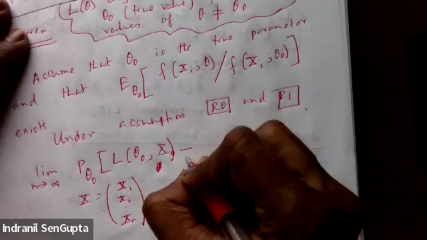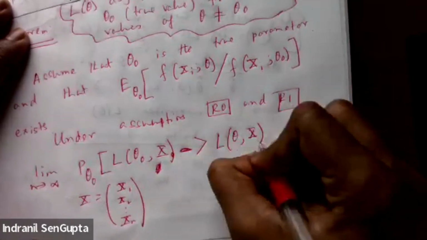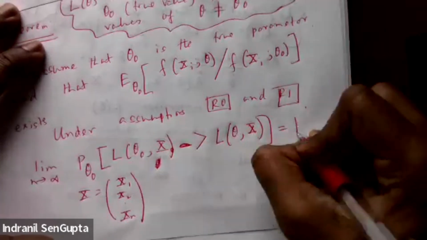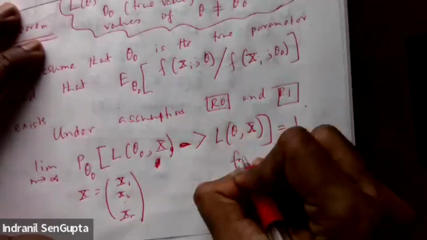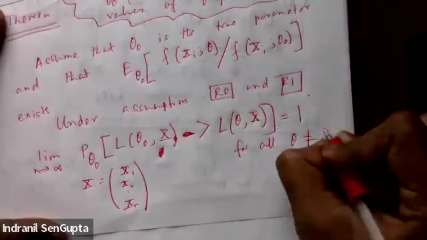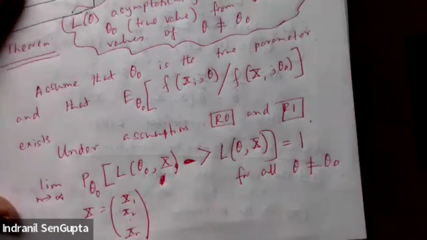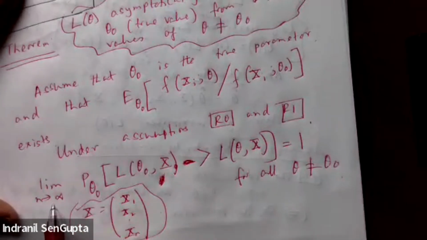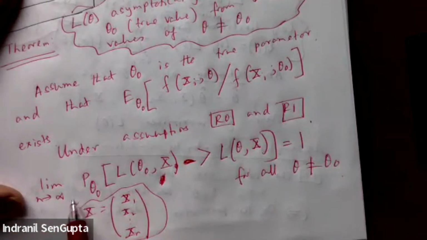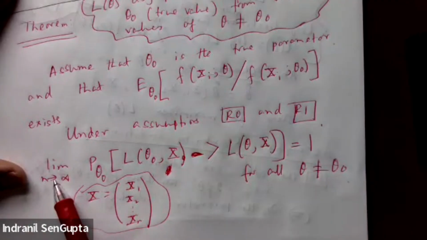Okay. So suppose we compute this probability, that L of theta 0 x is bigger than L of theta x. This is equal to 1 for all theta not equal to theta 0, where theta 0 is the true value. So this is a beautiful theorem. It shows that when your sample size is going to infinity, or another way of explaining this, asymptotically, something is happening.